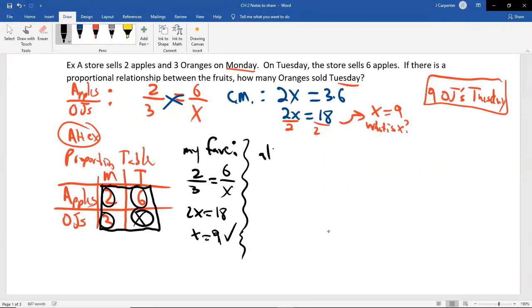Here's an alternate way. Some people, and for some reason the guided worksheets really like to do it this way, they'll go from left to right. So they'll compare the apples, 2 over 6. So that was Monday to Tuesday. So for the oranges, you just have to be consistent. Monday to Tuesday, so 3 over x. Cross multiply, you'll get 2x equals 6 times 3, which is 2x equals 18. Clearly the same answer.